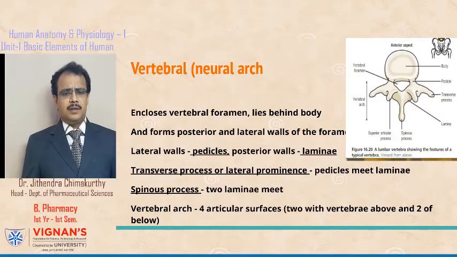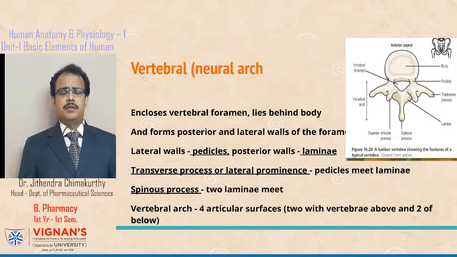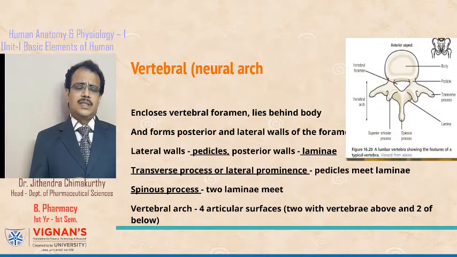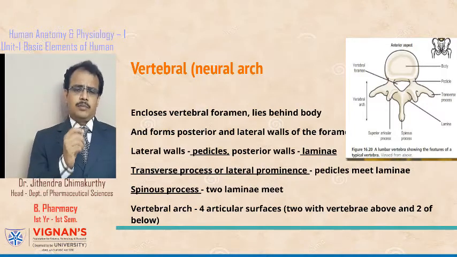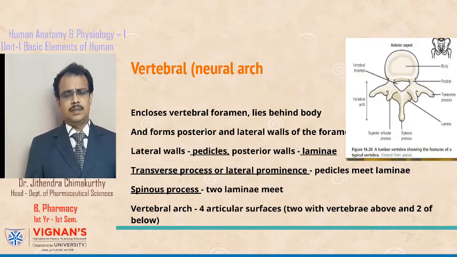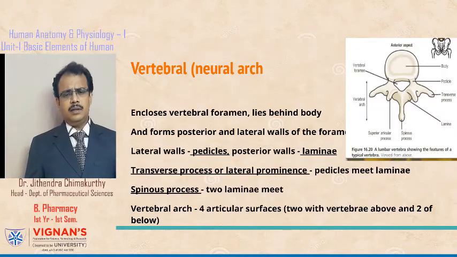This spinous process lies posteriorly and can be felt through the skin from top to bottom of the vertebral column. And within this vertebral arch lies the vertebral foramen, and the vertebral foramina of all the vertebrae together form the vertebral canal through which the spinal cord passes from the brain to the lower regions of the vertebrae. These are the common characteristics of vertebrae, and there will be slight modifications in these structures in individual vertebrae, and we will see them in detail.